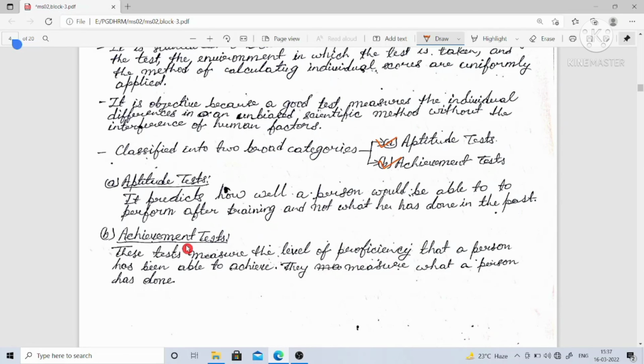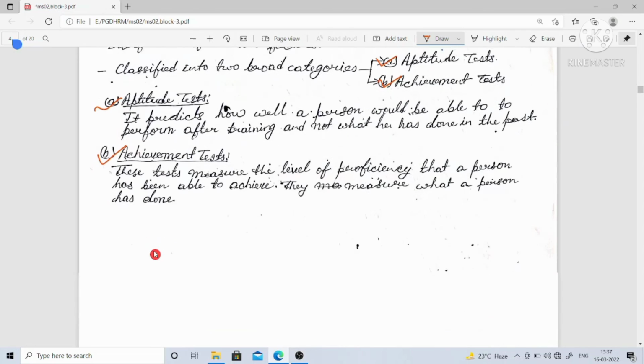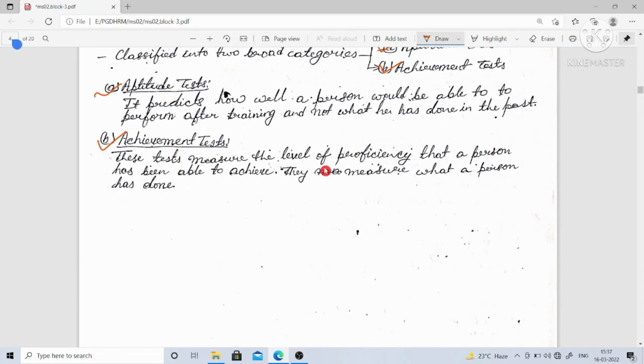And the second, the achievement test. These tests measure the level of proficiency that a person has been able to achieve. They measure what a person has done. It means what has happened in the past, or what has been done by the person in the past, and what he has learned in the past. These things can be measured by achievement tests.